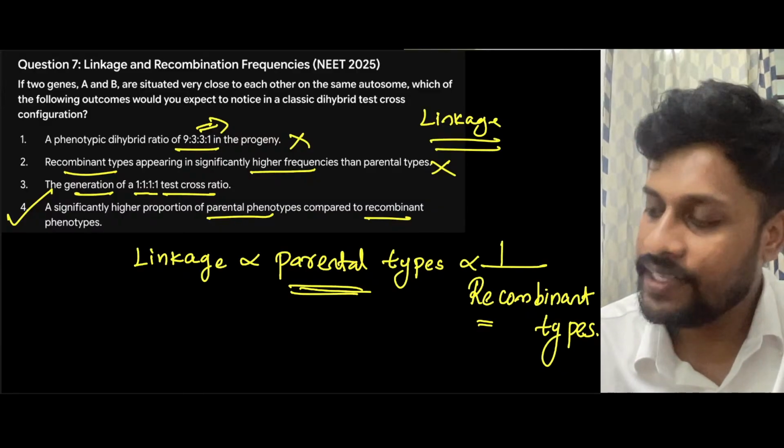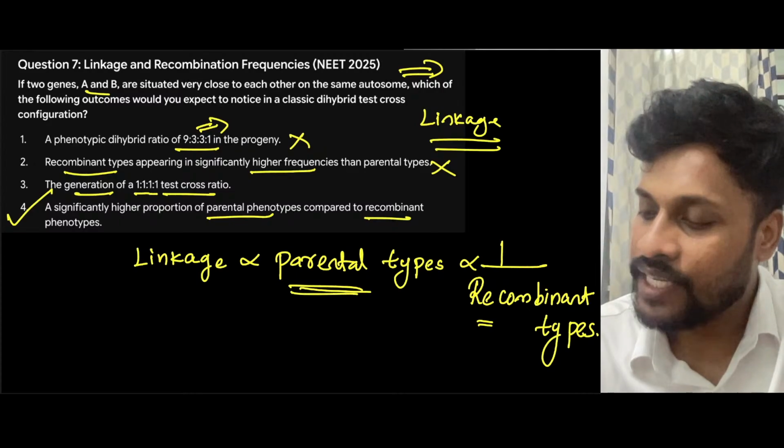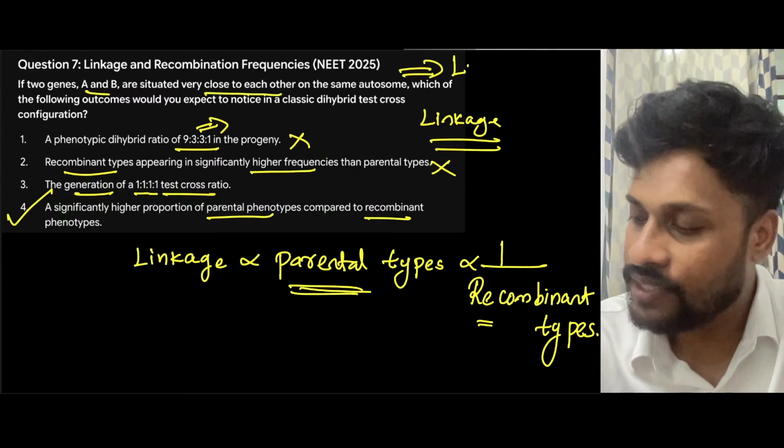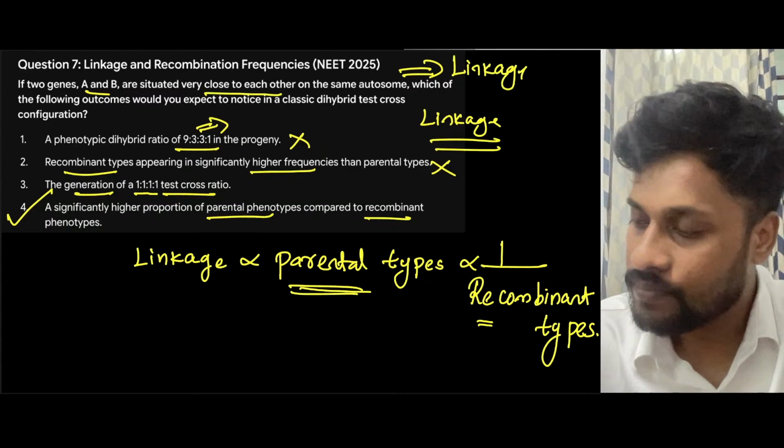So when you are reading this statement, you need to understand when they say genes are close to each other, you need to understand there is linkage.